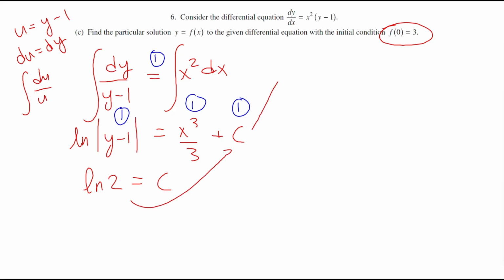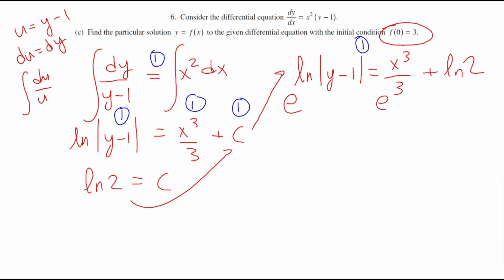We'll plug that back in, giving us the natural log of the absolute value of y minus 1 is equal to x cubed over 3 plus the natural log of 2. And now we get another point just for doing that. And now we just solve for y. So whenever we have natural log of something with y, we want to exponentiate.